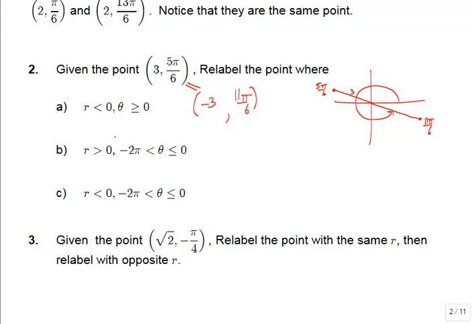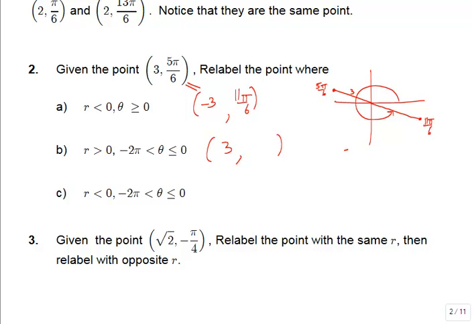Alright, let's try this again using the same point, but this time we want our r to be positive. So it's going to have to stay 3, but we want our angle to be between -2 pi and 0. In other words, we want it to be within one revolution, but we want it to be negative. So what angle could we use that's negative, that's still equivalent to 5 pi over 6?